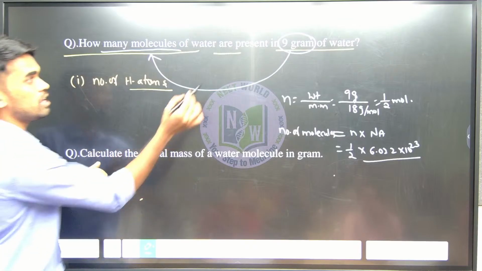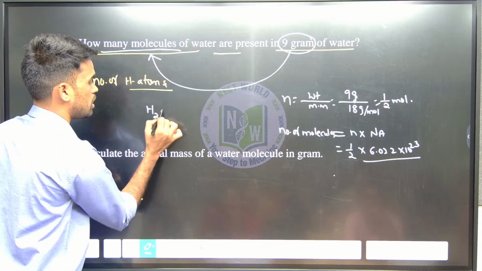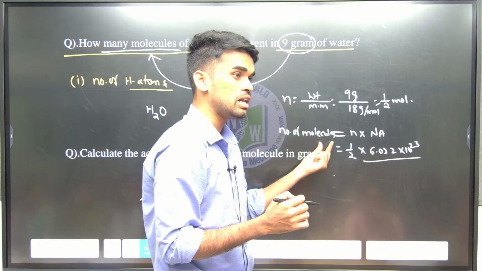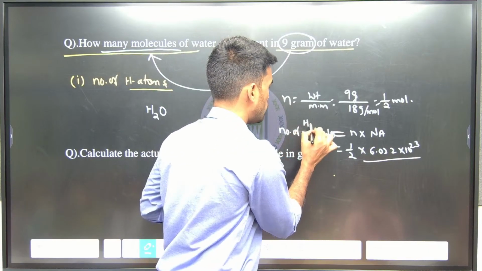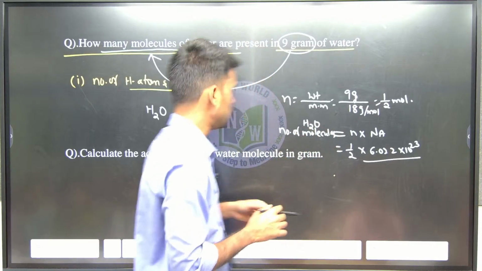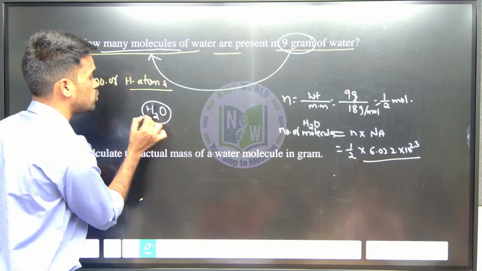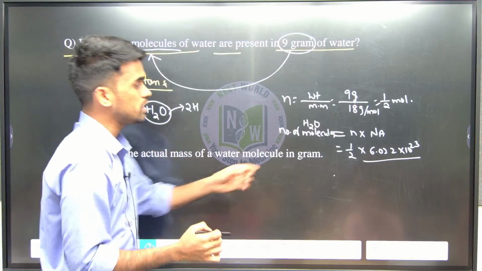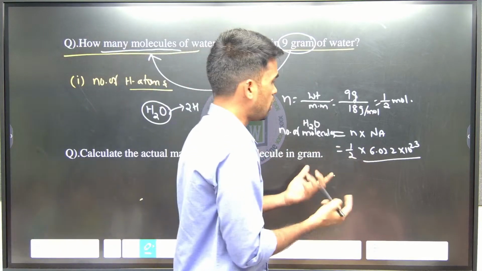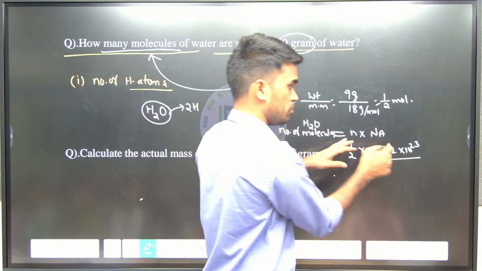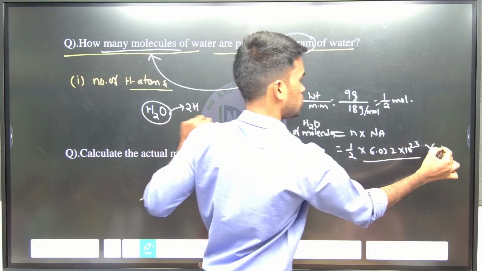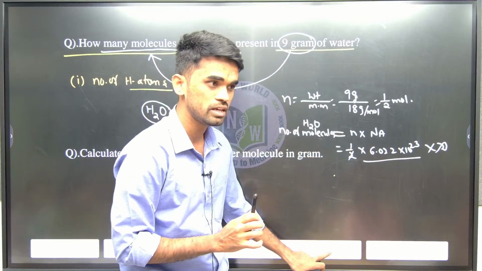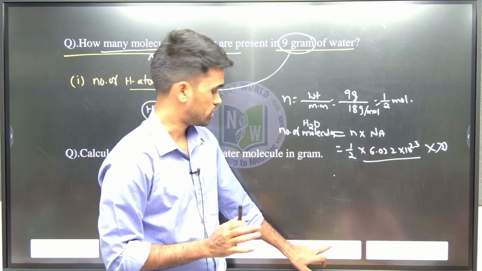See, in 1 molecule of water, what is the final answer we got? The number of water molecules we got right now. So in 1 water molecule, how many hydrogens are there? 2 hydrogen atoms. So in this many water molecules, how many hydrogens are there? That number multiplied by 2. So it means Avogadro number of hydrogen atoms will be there. Is this clear?